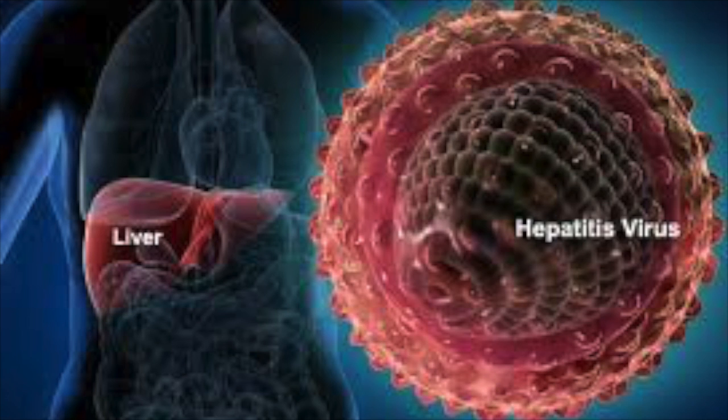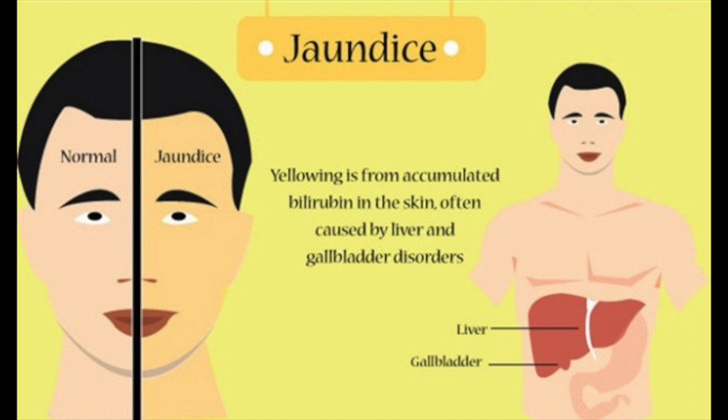The disease usually has an incubation period of 14 to 28 days, but the recovery from this disease can last from several weeks to several months. Some of the symptoms include loss of appetite, diarrhea, malaise, nausea, abdominal discomfort, and jaundice, which is a yellowing of the skin and whites of the eyes, as you can see here in the picture.